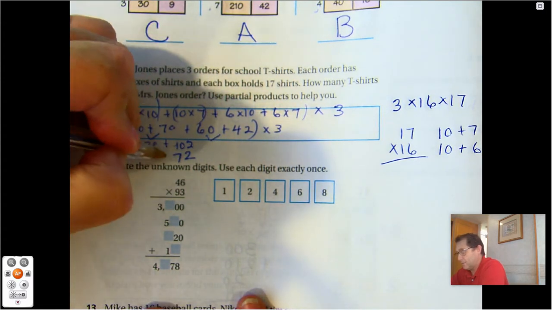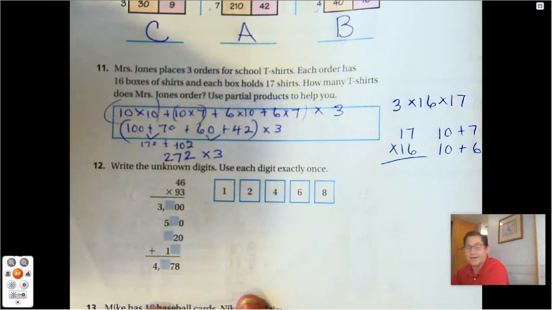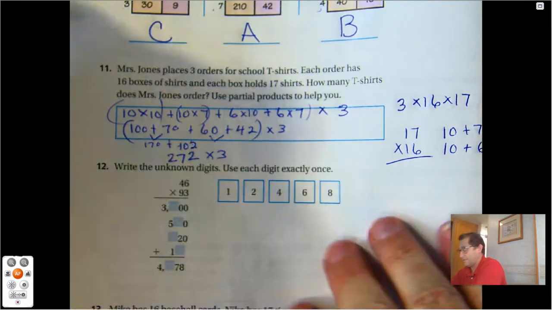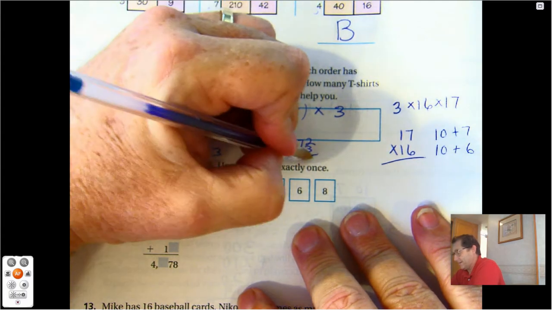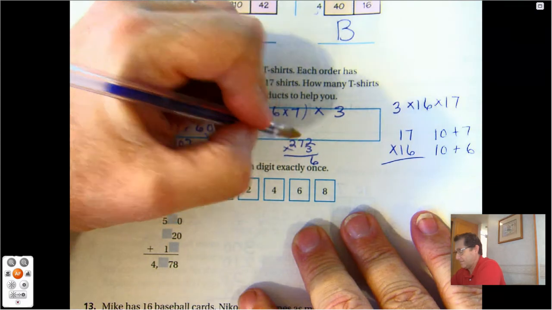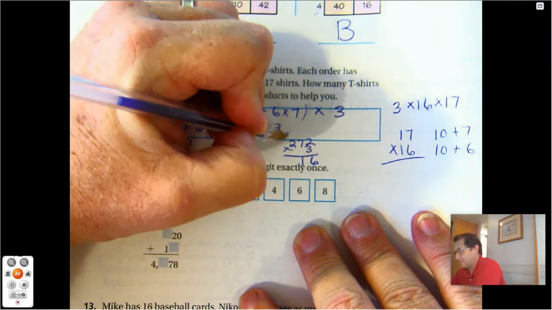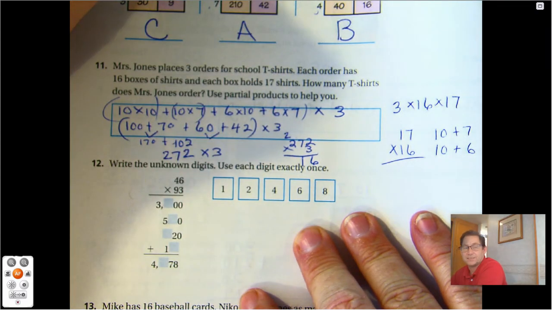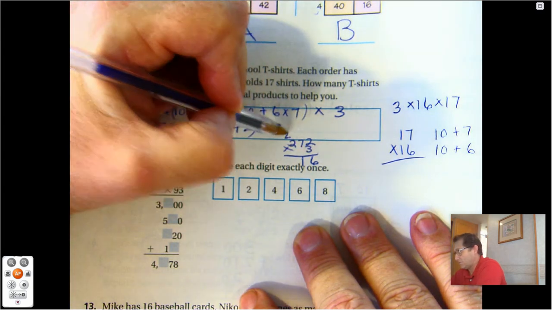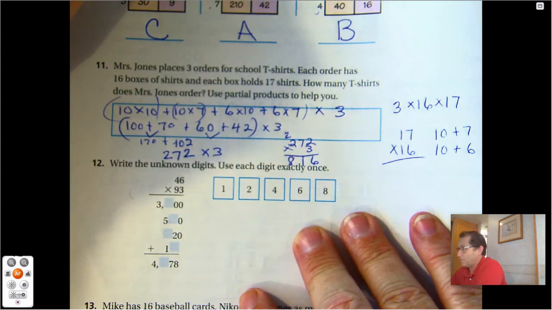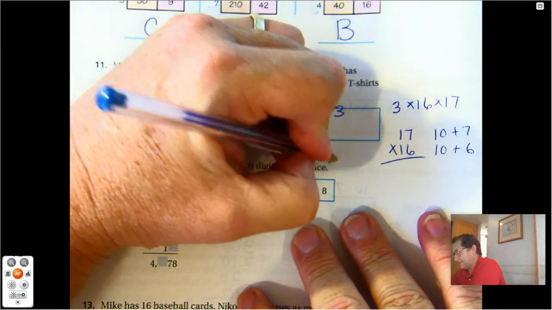272 times 3. 3 times 2 ones is 6 ones. 7 times 3 tens is 21 tens. Regroup the 21 tens as 200 and 10. 3 times 200 is 600, plus 200 more is 800. So 816 t-shirts.